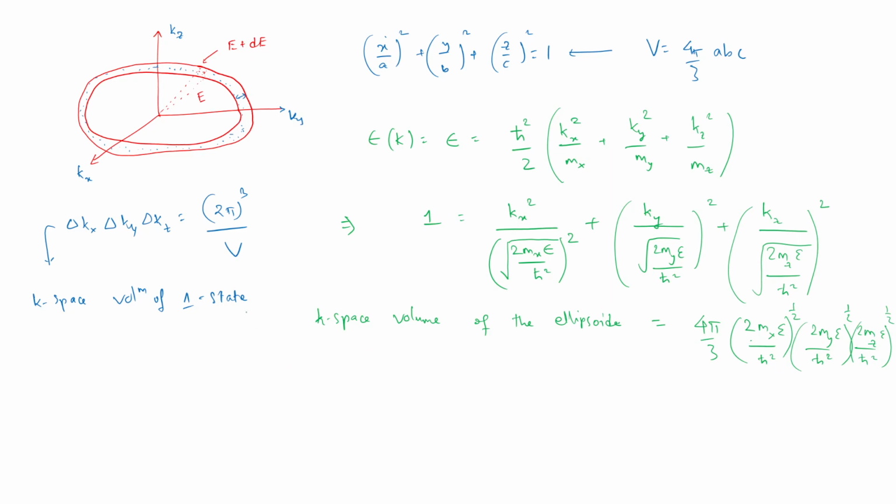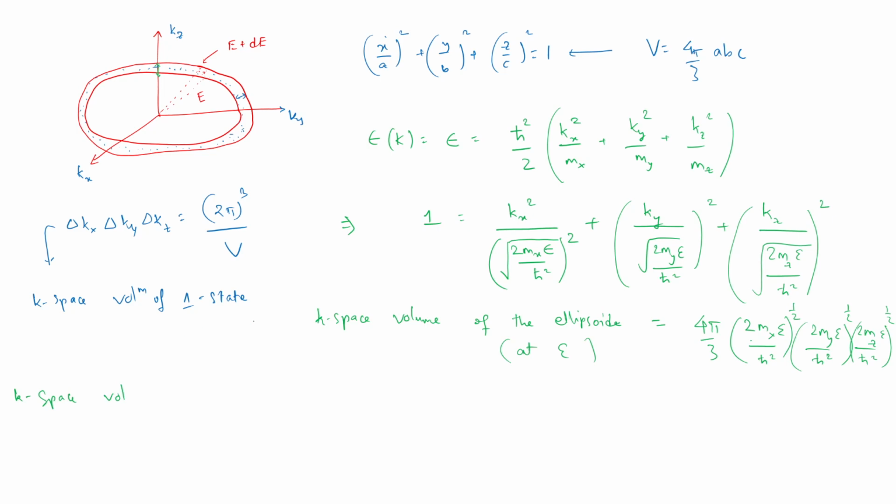But now what we have to do, basically the strategy would be, so at E, this is the ellipsoid at E, and what we want to find is the number of states between these two. So we want to find the k space volume.